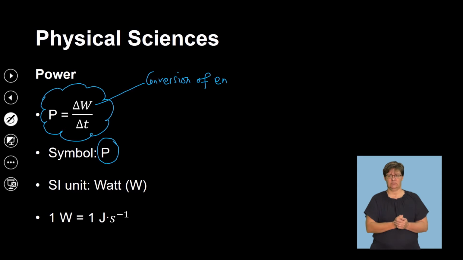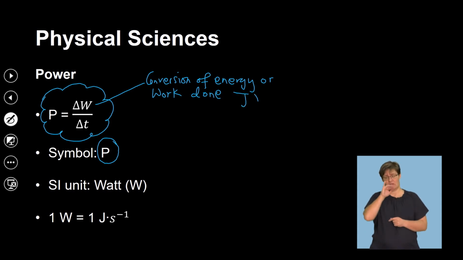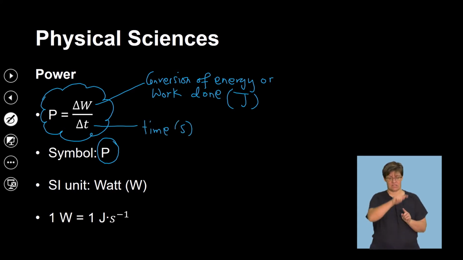This is conversion of energy, which has to do with work done. Work is done when energy is converted from one form to the other. So this is a joule, and then this is the time, and the time is the second. Take note, we use small letter s instead of SEC. So this is not the unit of time. The unit of time is actually the second.